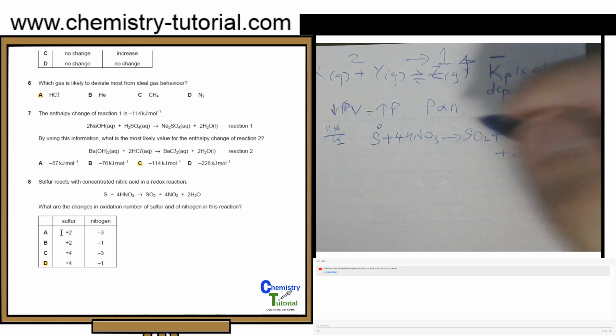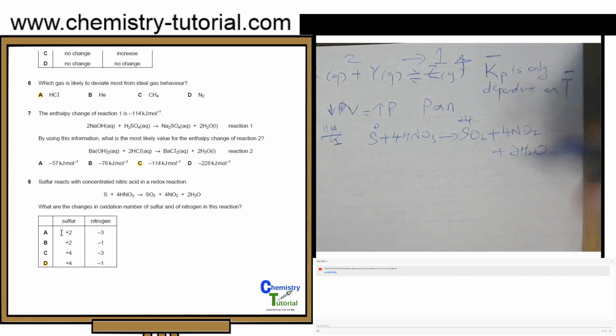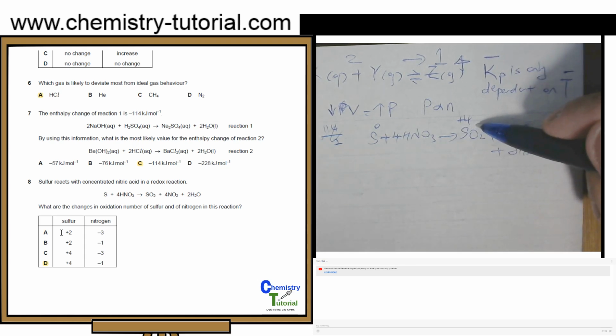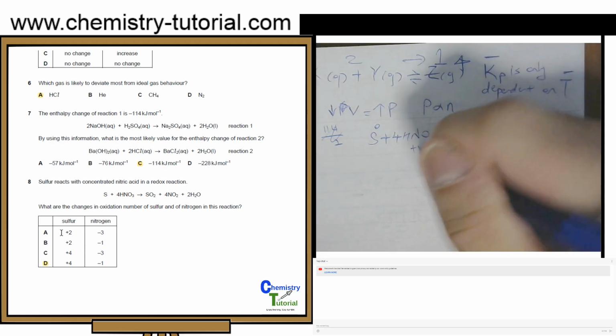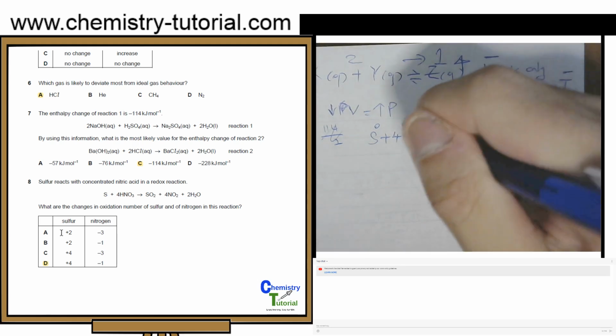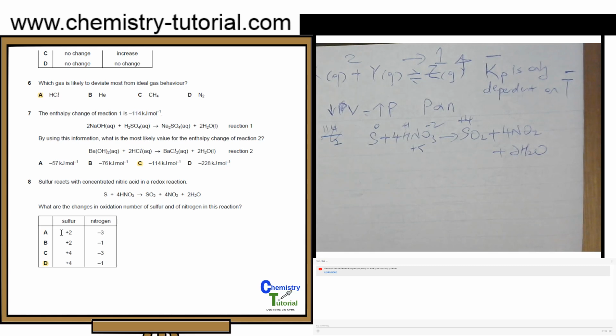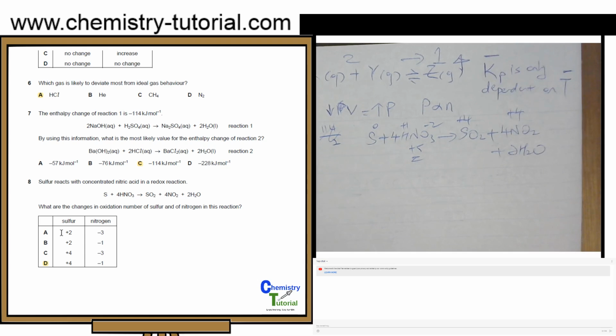But over here, it's plus 4 because oxygen takes a charge of minus 2, and 2 of them, so to balance it out, this must be plus 4. So the change in oxidation state of sulfur is plus 4. How about nitrogen? Nitrogen oxidation state is plus 5 because hydrogen is plus 1, oxygen is minus 2, so it's plus 5. But the oxidation state of nitrogen in NO2 is plus 4, so there's a difference of minus 1. Hence, the answer for question 8 is option D.